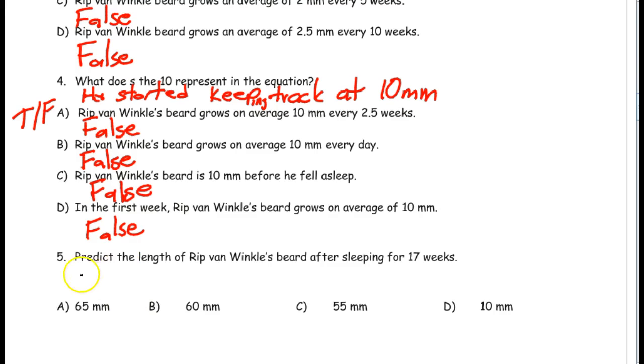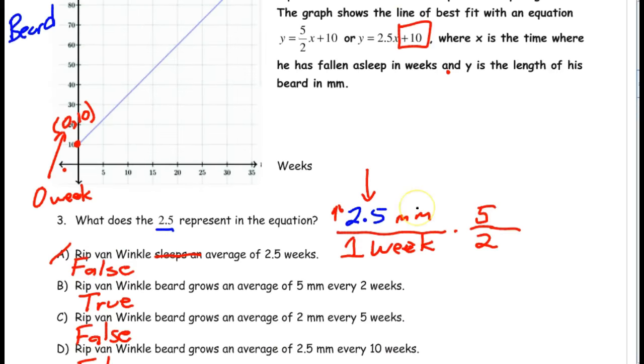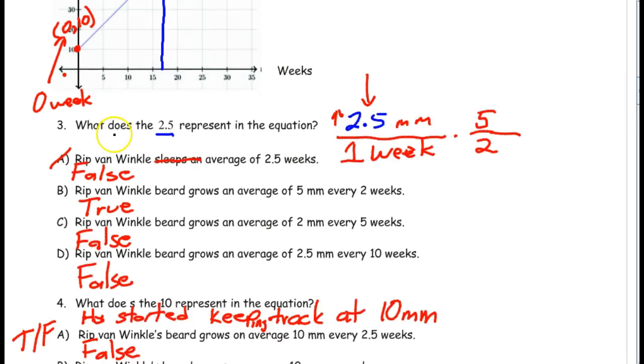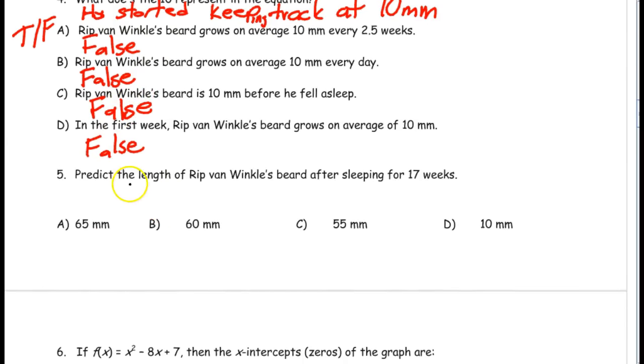All right. And predict the length of the beard after sleeping for 17 weeks. Okay, let's go 17. Where would 17 fall on this? So here's 15, so 17. Try to go straight up. And then it looks like a little over 50 and below maybe 55. Okay. So we could say maybe 52 millimeters, right?